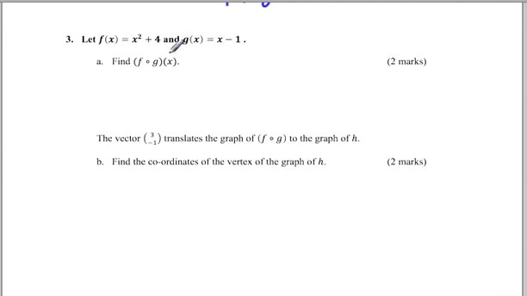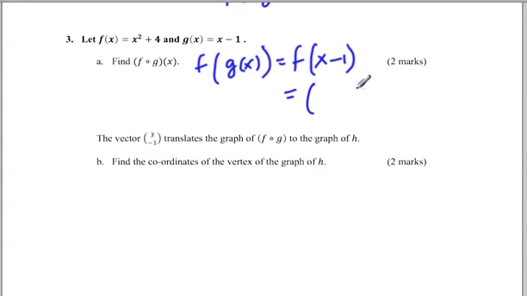Number 3, this is one of the questions I gave in the package, the package that I gave you a long time ago, but let's just do it again. So find f of g of x. This is straightforward. So f of g of x is f of x minus 1. And you take this argument, x minus 1, and you plug it right into that x over there. So it's simply something squared plus 4, and that something squared happens to be x minus 1.